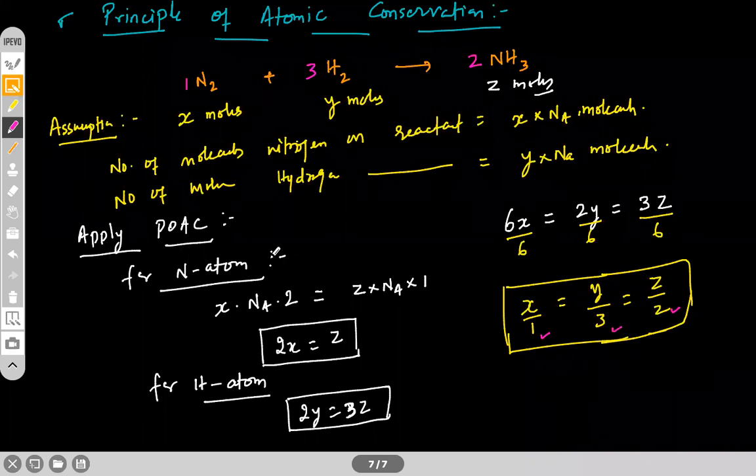Means what? When you establish the relation like this and you write down in this way, this denominator, whatever the number you have written here, these numbers are their respective moles in which they react. X is for N2, Y is for H2, Z is for NH3. Hence, we can say 1 mole of N2 reacts with 3 moles of H2 gives 2 moles of NH3. Did you get this?